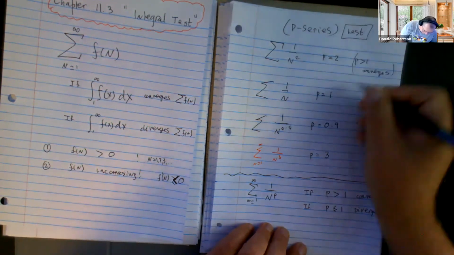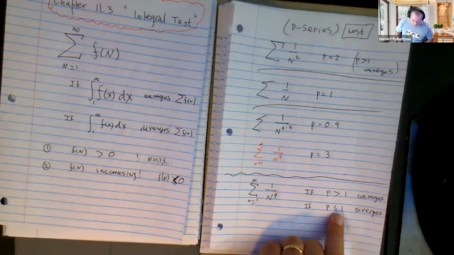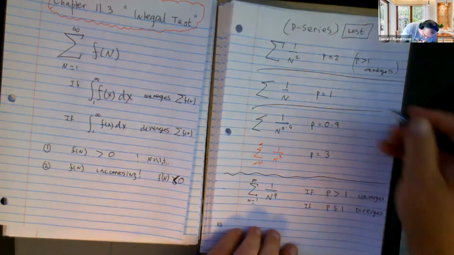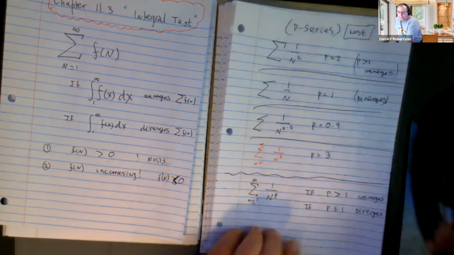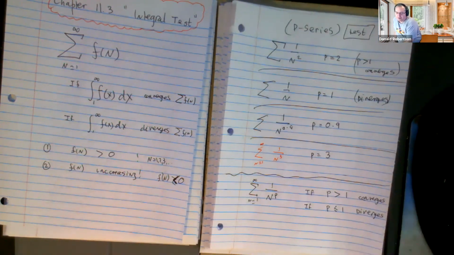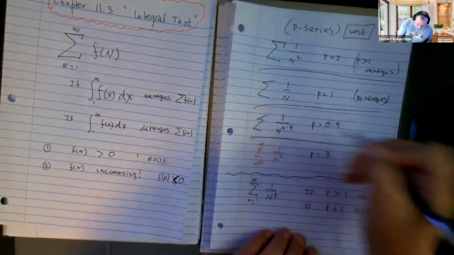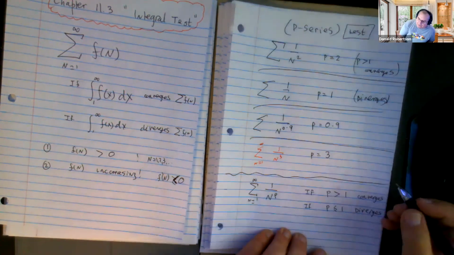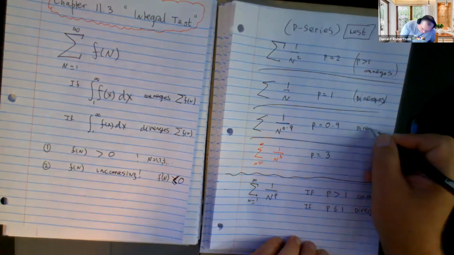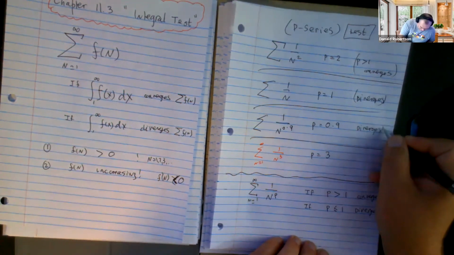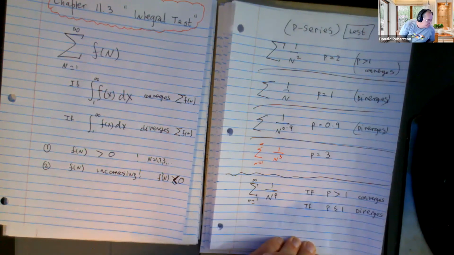Oh, you remember this guy, the harmonic series? P less than or equal to 1? Yep, it diverges. Okay, what about that one? 1 over n to the power of 0.9. Converges or diverges? Diverges. Isn't the p-value less than or equal to 1? Yeah, 0.9 is less than or equal to 1. What about p equals 3, that one? Converges.